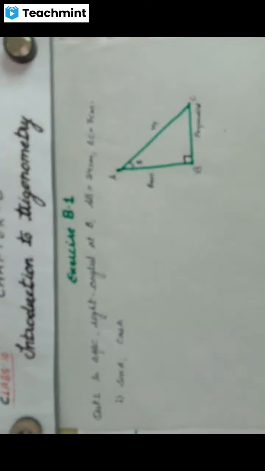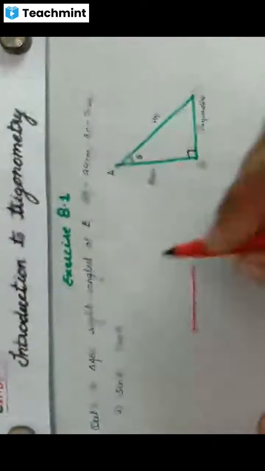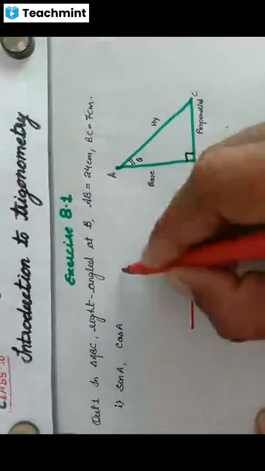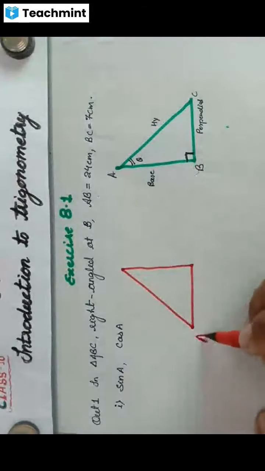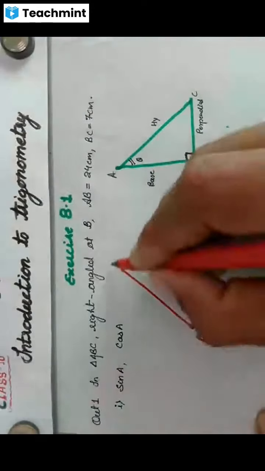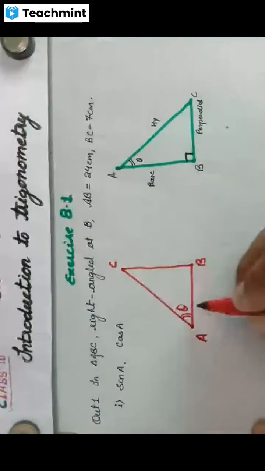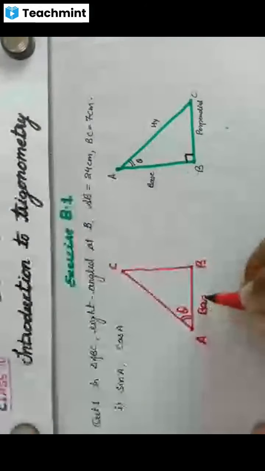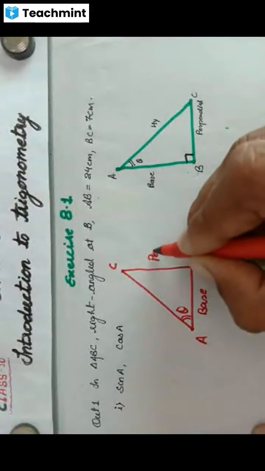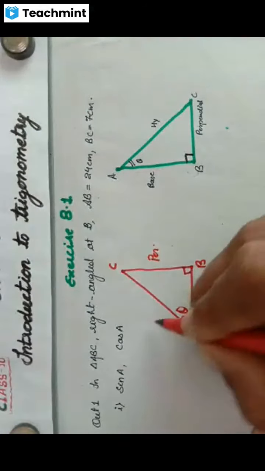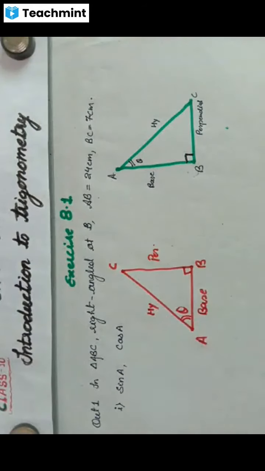Otherwise, I can easily construct this figure in another way. I made this figure like this, but I could also have made it this way. If I draw it as A, B and C, in that condition my theta is here and my base is here. So this is the perpendicular, and 90 degrees is there. This part will be the hypotenuse.